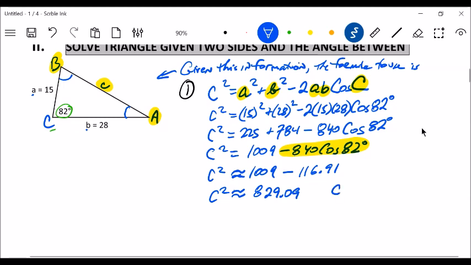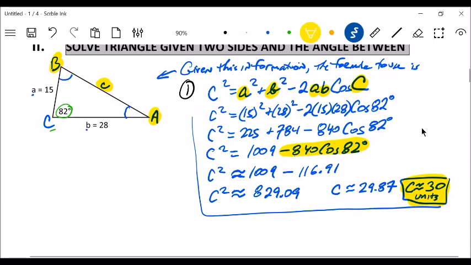Now let's take the square root of both sides, and C is approximately 29.87. And if we do that, then it's very close to 30 units. So that's our first thing. We now know 30 units. I did that using this formula. I had A and B, and I knew the angle amount of C, and it gives me approximately 30 units there. So I will put that as 30 units. That's one of my answers.